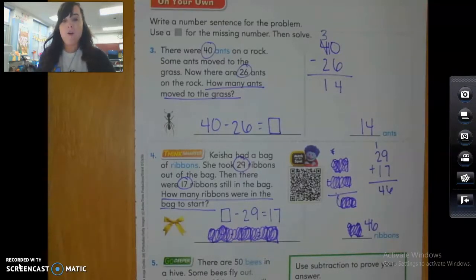So go ahead and check your work. When you're finished, go ahead and finish the rest of the problems. Check with a grown-up at home. And then you are good to go.